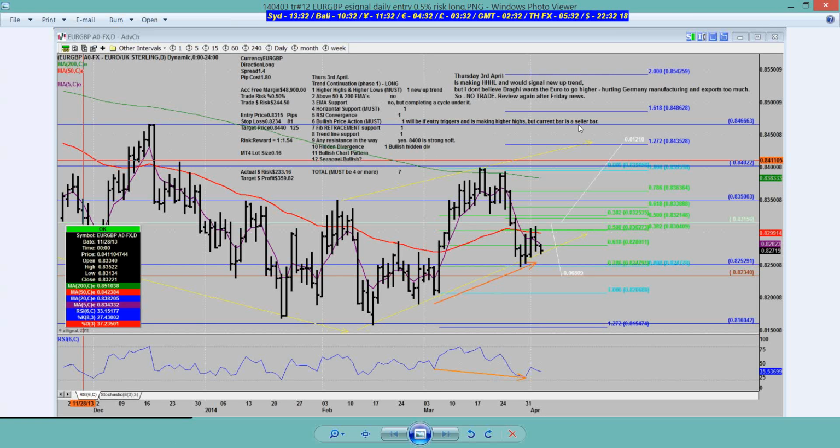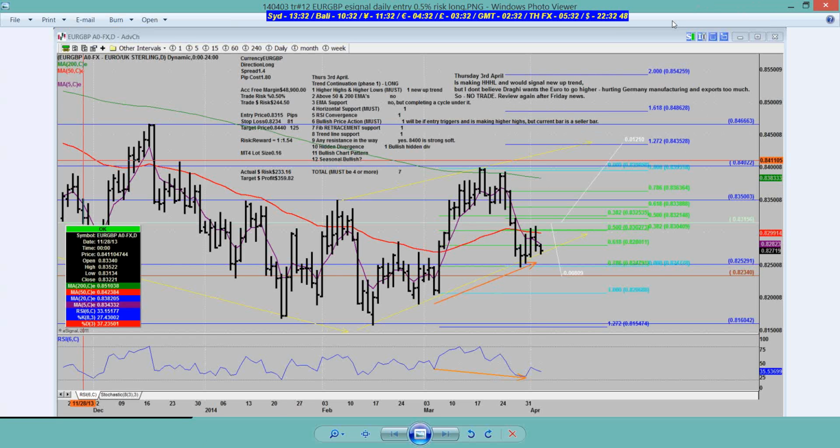It will be if entry triggers and makes higher highs, but the current bar is a seller bar. Yeah, Thursday is making higher with signal, euro treatment. No, he doesn't want the euro to go higher. Absolutely. There's an article this morning about how much he wants it lower, hurting German manufacturing and exports too much. Yes, it's a no trade. I think he wants it lower, but I don't know if he's going to get it. What he wants and what he actually gets are two different things. But he'll be talking it down as much as possible.